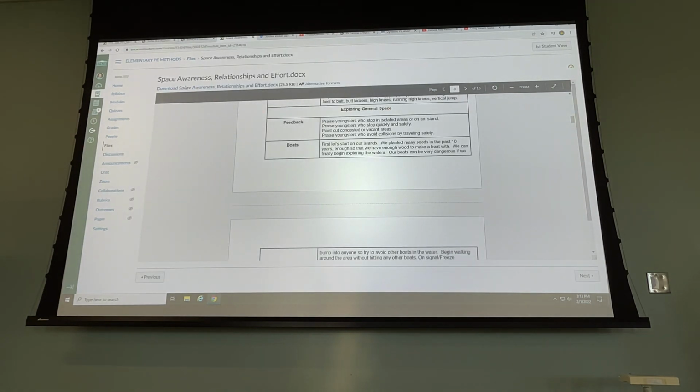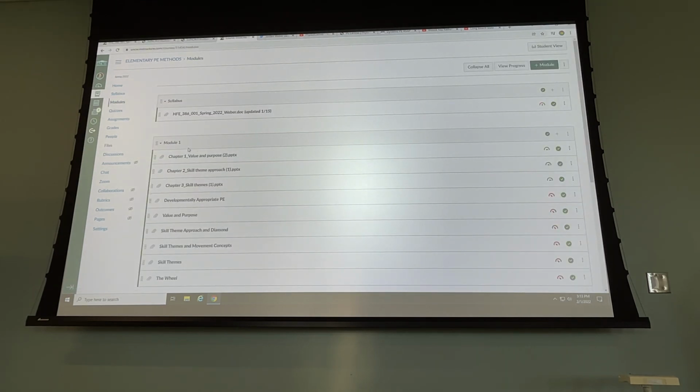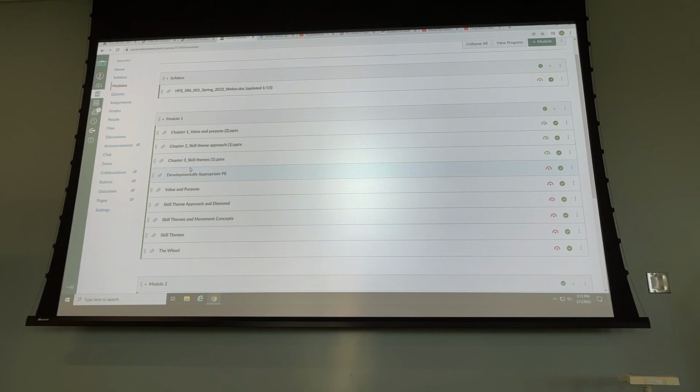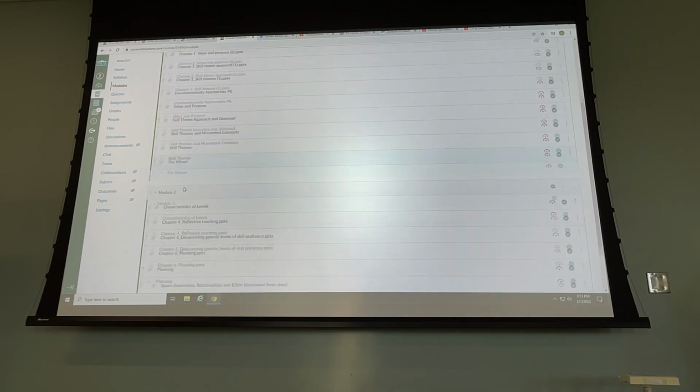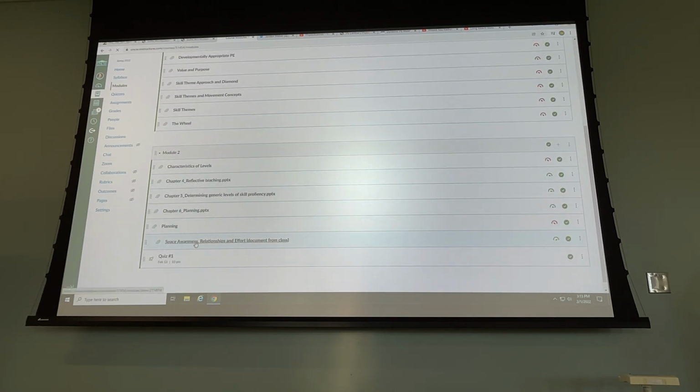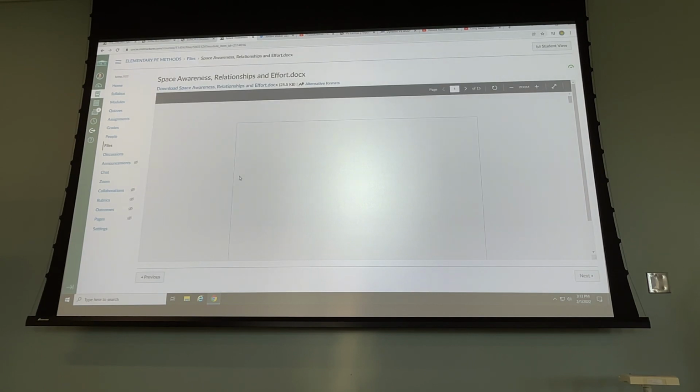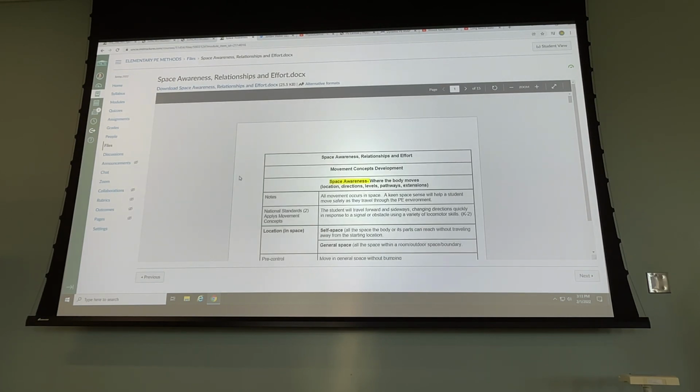So in your modules, you'll see that I have some chapters you'll be looking at. The chapters are correlated to your quizzes. What I do have today for you is a packet, and this packet is going to go over space awareness, relationships, and effort. And they're going to be all the games from Graham's book.